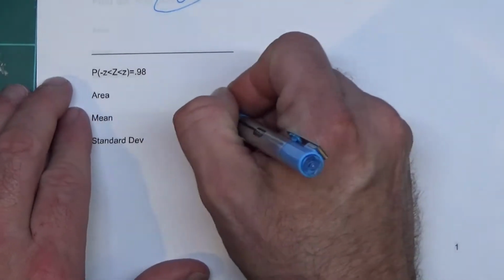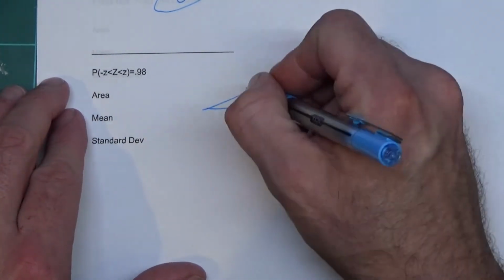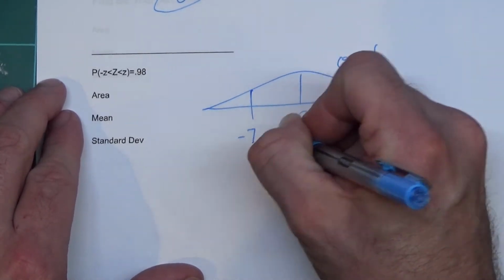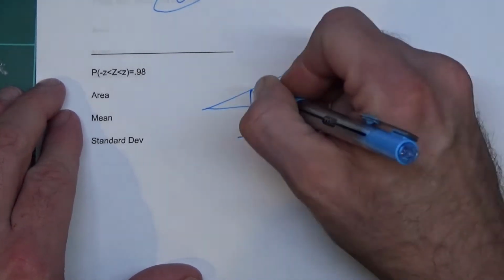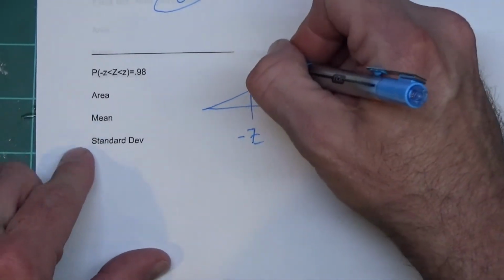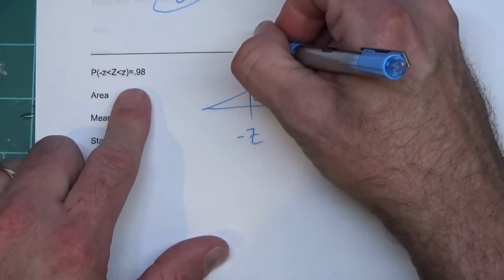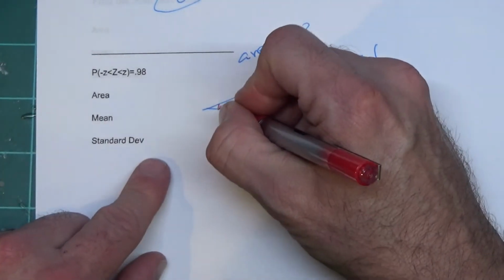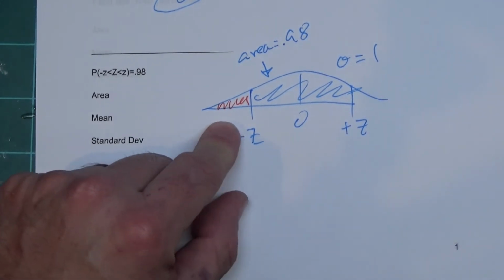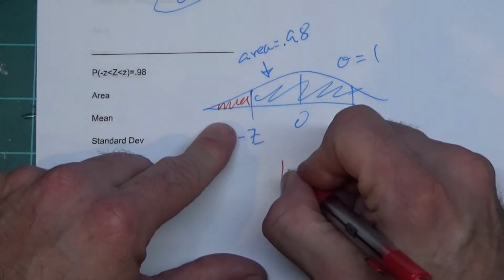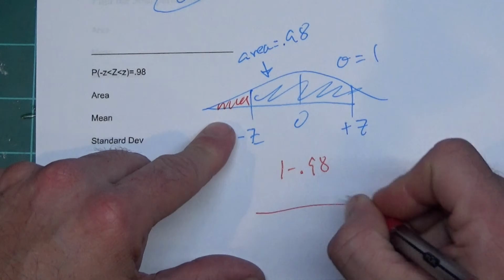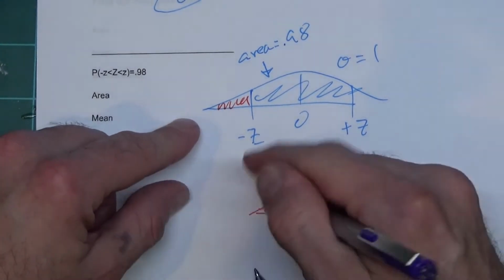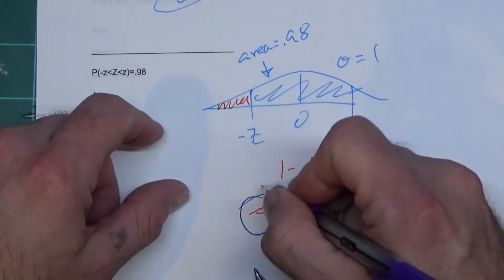Now this one right here is a little trouble because we have two z's on it. Mean is still 0, standard deviation is 1. So I have negative z here and positive z here. And this area between them is 0.98. This is trouble because the inverse norm only wants this little area on the left. Well, the total area is 1, so I do 1 minus 0.98, but that gives me the area of both tails. I don't want both tails. I only want this tail right here, so I have to divide it by 2.